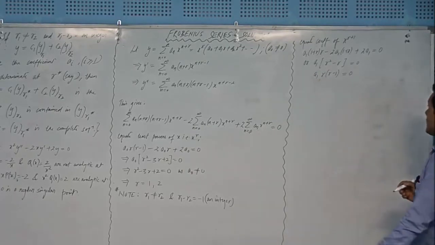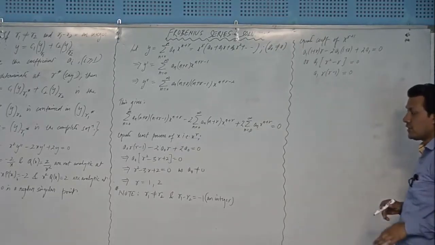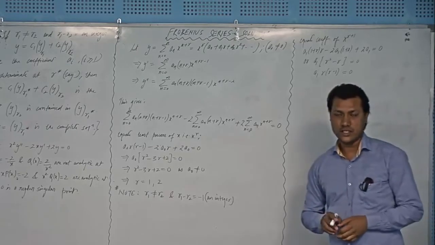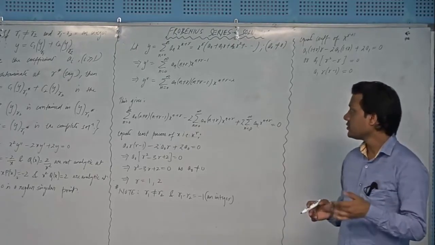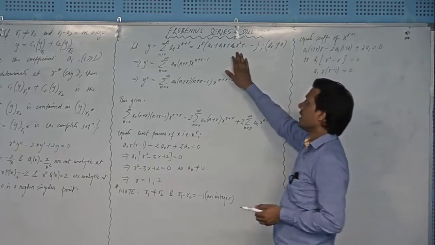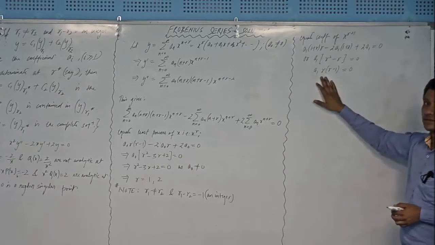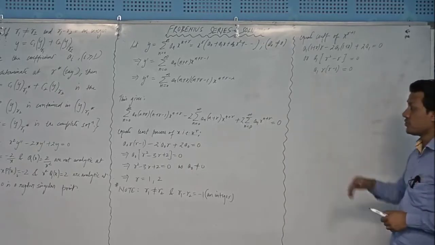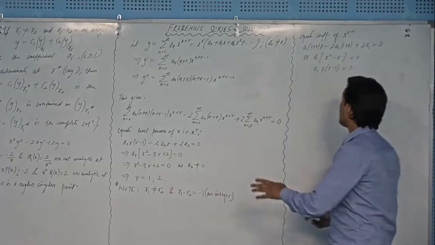This is a very delicate step, right? Be careful at this step. I want to obtain the value of a1 actually, right? I need the values of a1, a2, a3, and so on, and then after getting those values, I will plug those values here and I will get the solution, right? But at this point, you have two values of r. One is 1 and another value is 2, right? So be careful at this point.